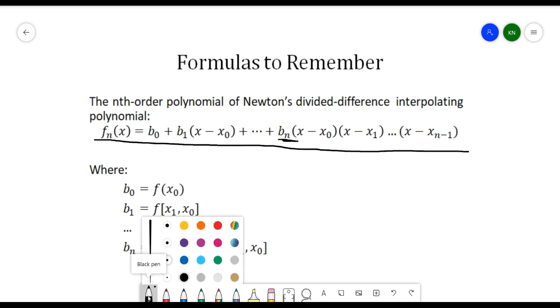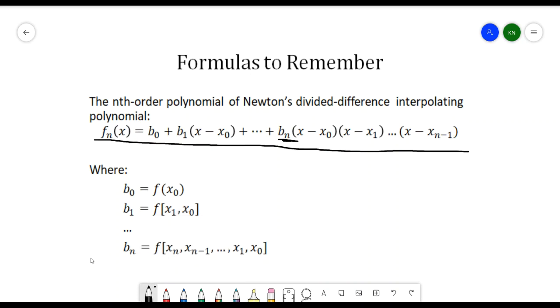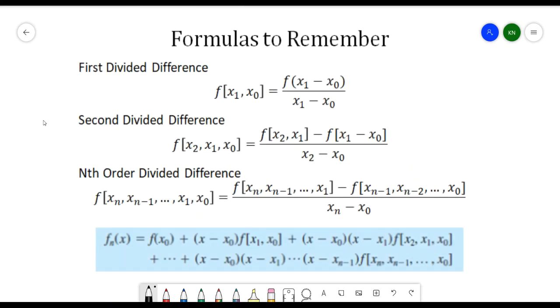You also need to remember that b sub 0 is equivalent to f of x sub 0, and b sub 1 is equivalent to f of x sub 1, x sub 0. Later on, we will be applying this in an example so that you'll see how to solve the Newton's polynomial. There are also more formulas that you need to remember.